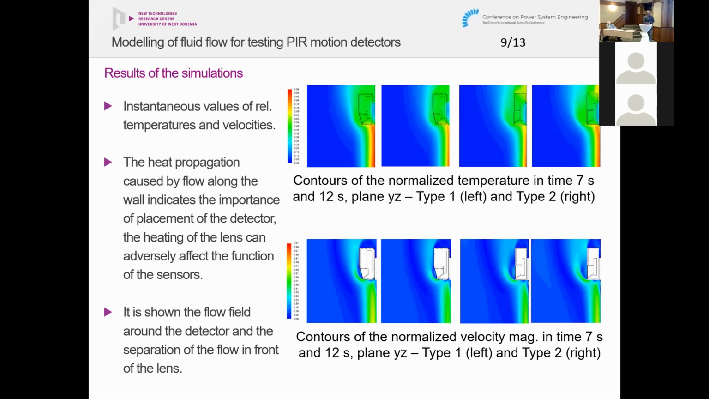Here you can see the instantaneous values of relative temperatures and relative velocities, for type 1 and type 2, the temperature fields, and here the velocity fields around the detectors. The heat propagation is caused by flow along the wall and around the detector. These fields can affect the function of the sensors. Here you can see also the separation of flow in front of the lens. Here is the lens of the detectors.